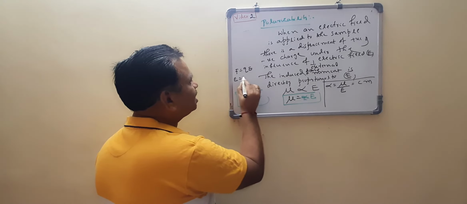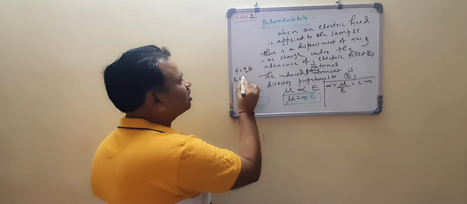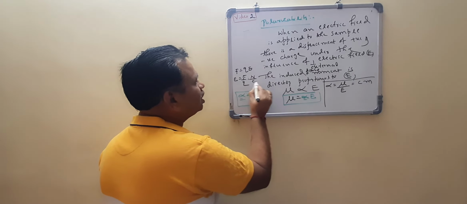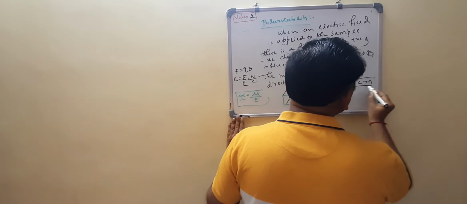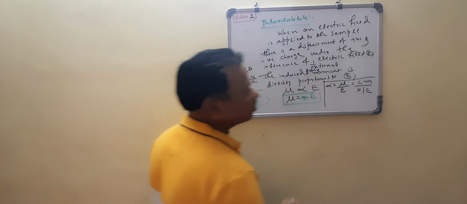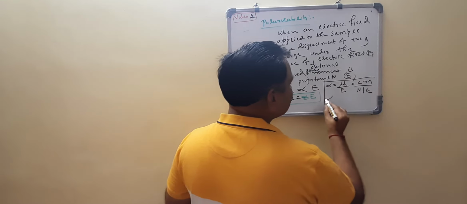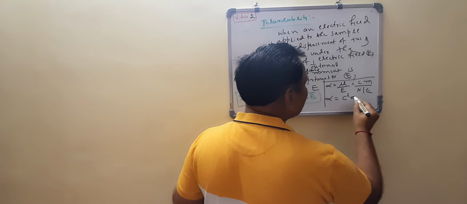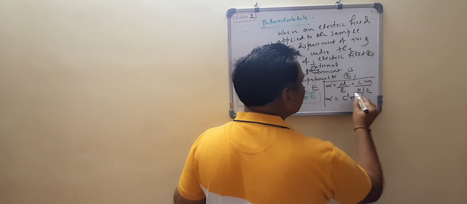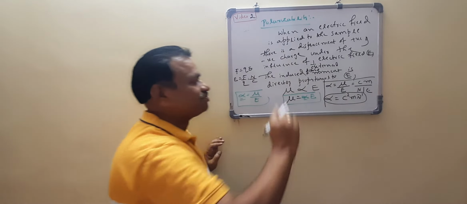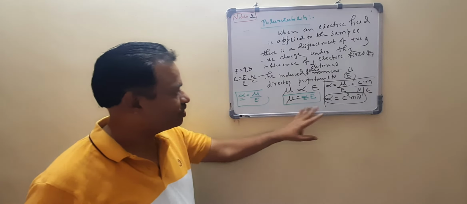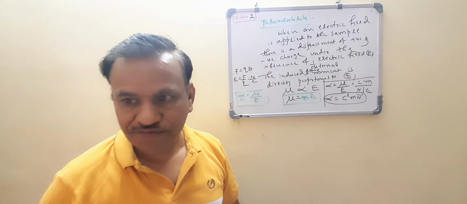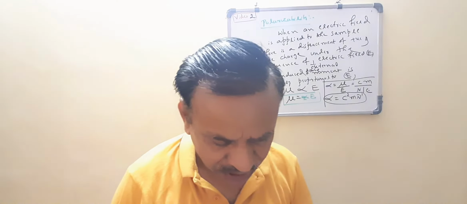Then can I write E equal to F by Q? What is F here? Force. What is Q? Charge. The unit is Newton per Coulomb. Then this C I will take in the numerator. Then this becomes Coulomb square meter Newton minus 1. This is the unit of it. I think it is clear for you. This is the unit of polarizability. Okay.